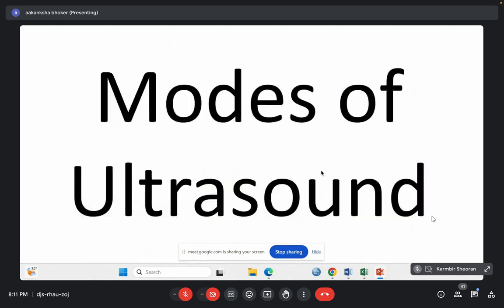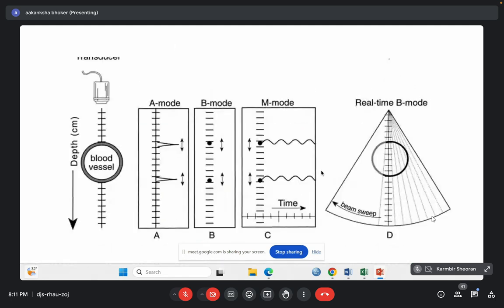So now there are various modes of ultrasound. Modes के अंदर क्या है? There is amplitude mode, brightness mode, motion mode, and real time beam mode. Suppose this is a blood vessel, then this is a transducer. The signals will come when it strikes this tissue interface. It will produce in A mode this amplitude. Again at the next tissue interface, it will produce another amplitude.